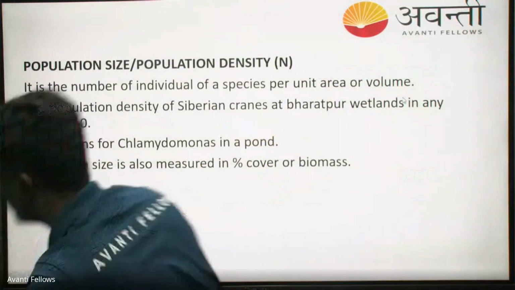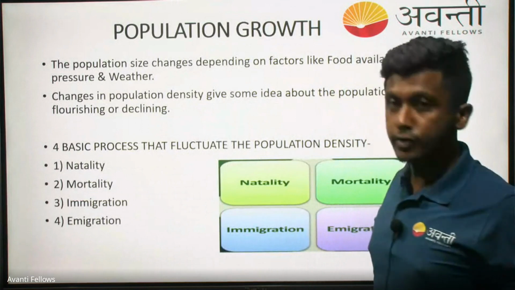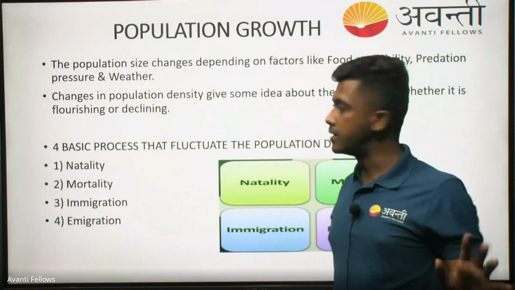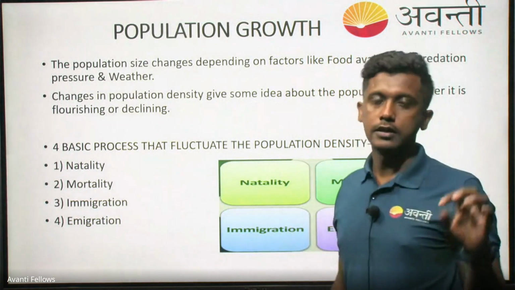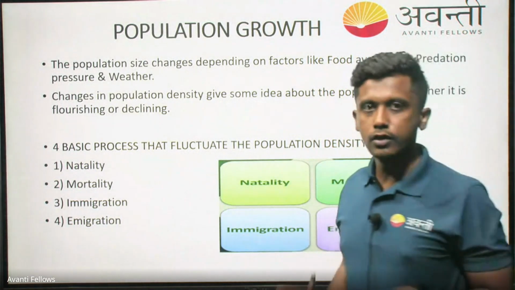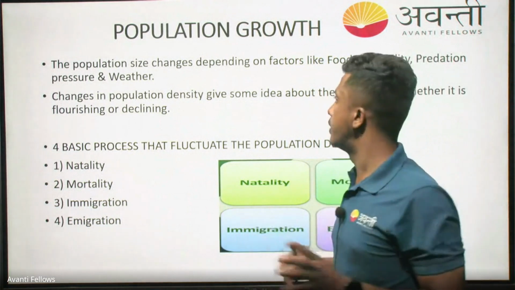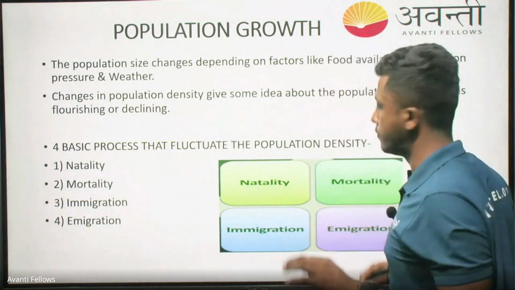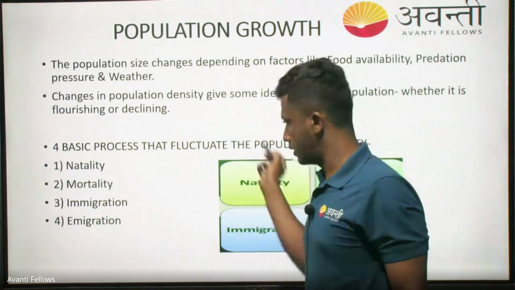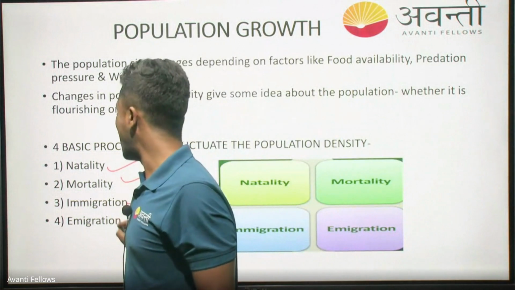Next, we have to talk about the population growth. Now, when it comes to population growth, how does a population increase? Very simple, right? For a population to increase, there are four parameters, and that happens in every population. Based on these parameters, the population either increases or decreases. Simple. So what are these factors? These four factors are natality, mortality, immigration, emigration.